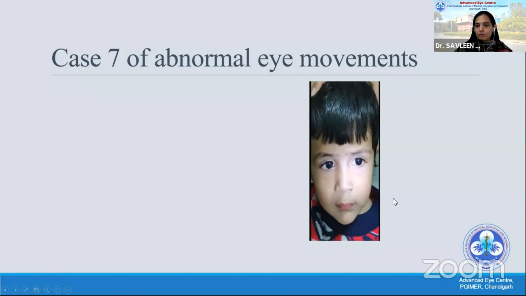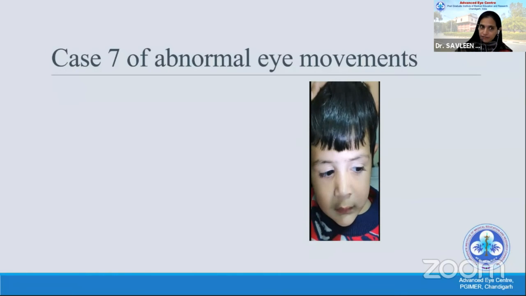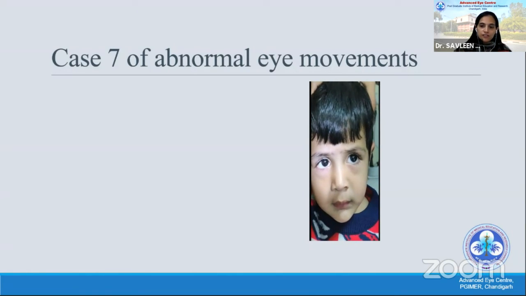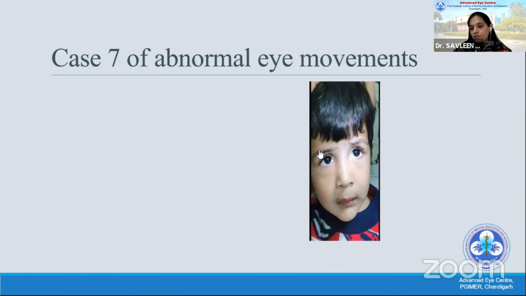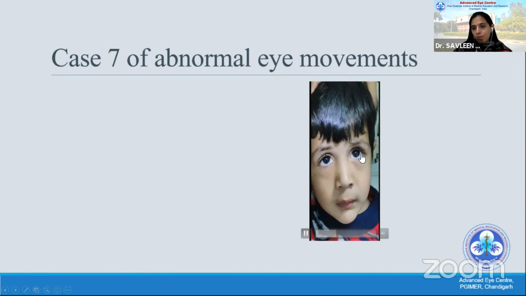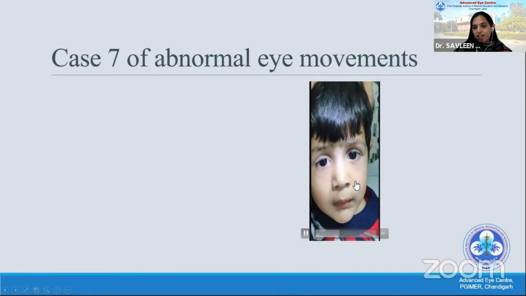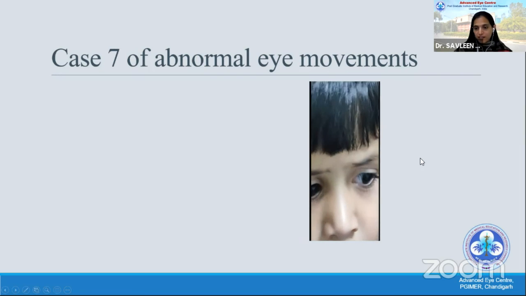Again, a case of abnormal movements. This was passed on as normal. Even when I saw the child, I thought there was nothing wrong with this child. But the mother kept saying that the left eye is abnormal, the left eye is abnormal. And once you look closely, yes, of course, you see this upbeating nystagmus in the left eye, and the right eye is not showing any abnormality.